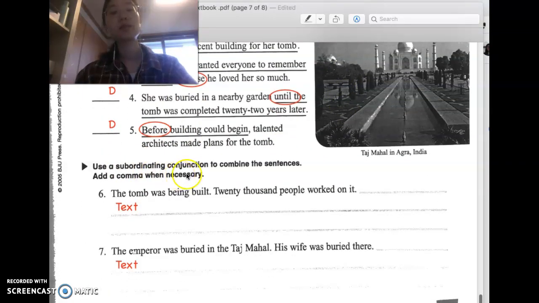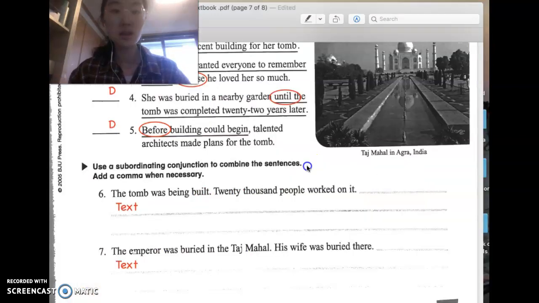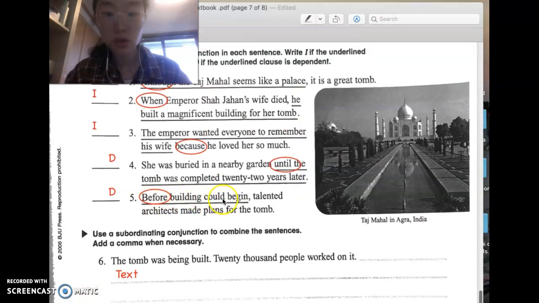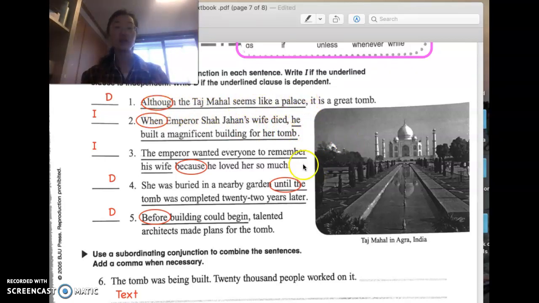Use a subordinating conjunction to combine the sentences. Add a comma when necessary. Remember, we're adding a comma after a dependent clause that's in the beginning of the sentence, just like these guys here. Before building could begin, comma. When Emperor Shah Jahan's wife died, comma. Although the Taj Mahal seems like a palace, comma, okay? But if it comes after, you don't add a comma, okay?